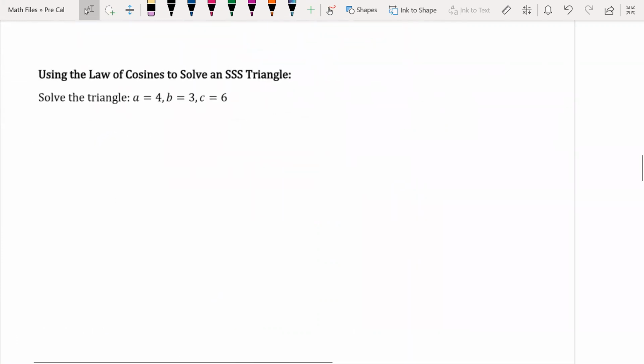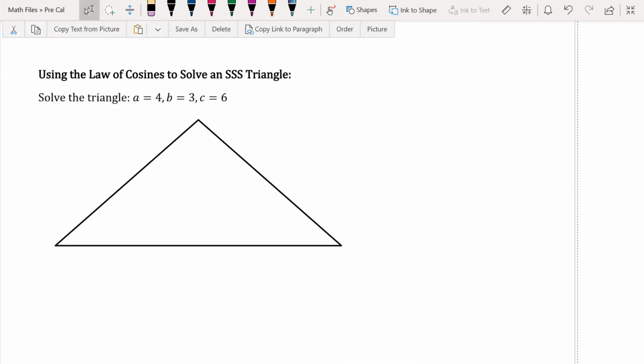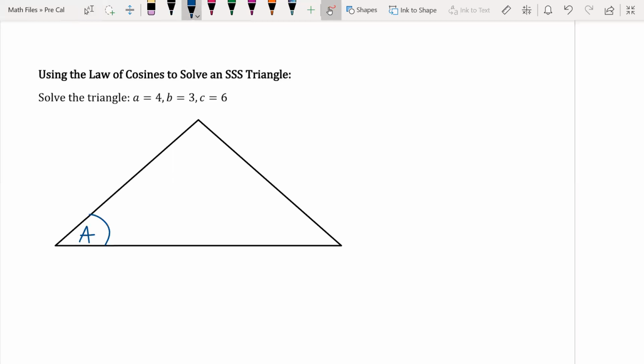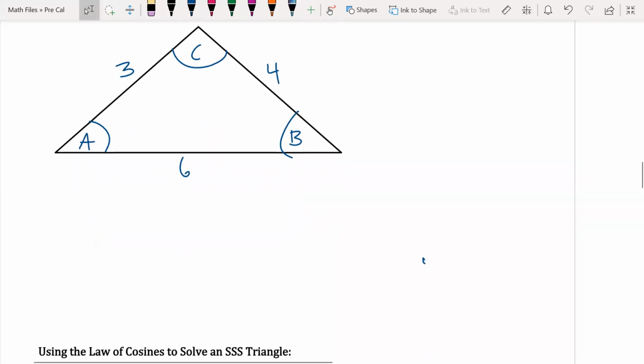Okay. Next is use the law of cosines to solve a side triangle. So here we are given nothing but sides. So let's try that out. Don't know angle A, don't know angle B, don't know angle C, but we definitely know the sides. 4, 3, 6. Okay. Which means we have enough information to help us solve for any of these angles. So let's just start by finding angle A.